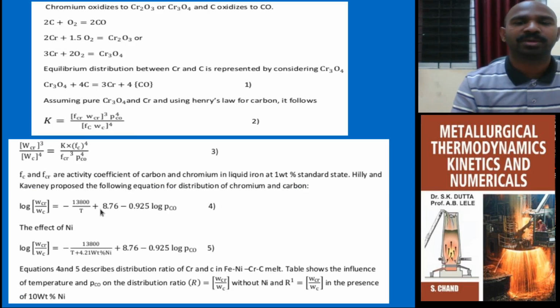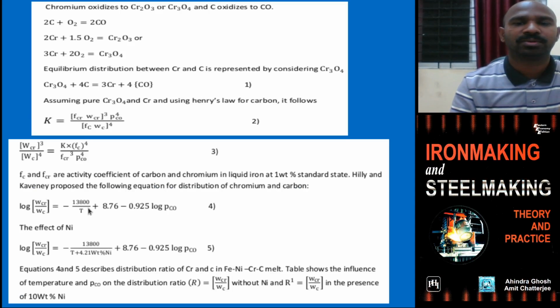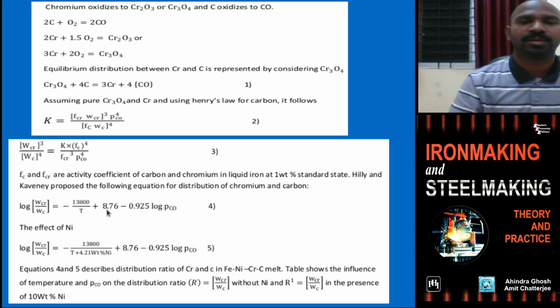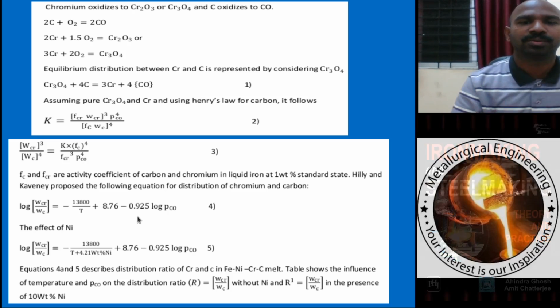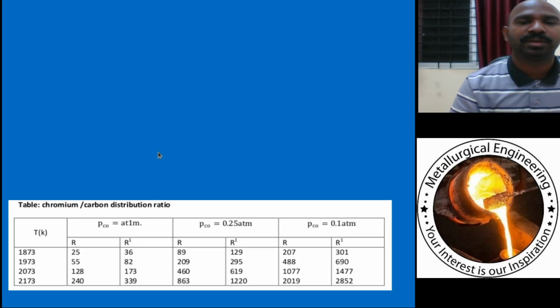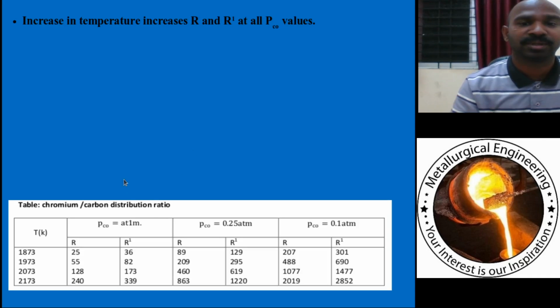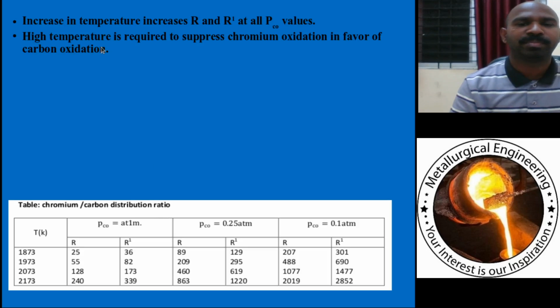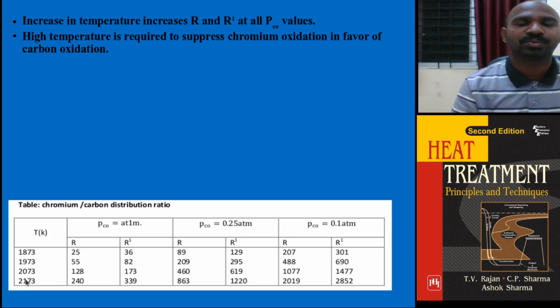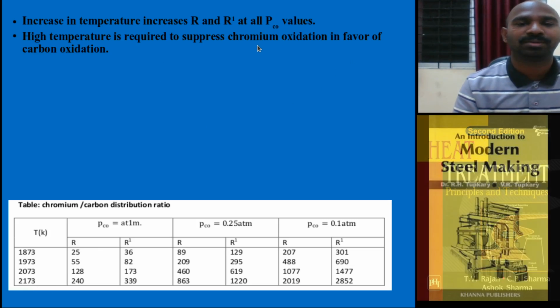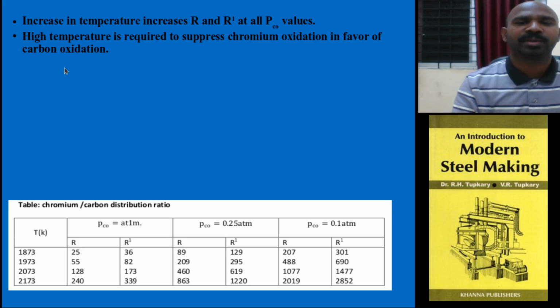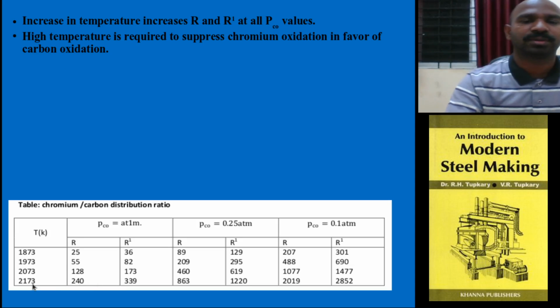Assume that this is also one numerical problem solution, and try to solve similar kinds of problems in the numerical methods in Steelmaking by Dr. S.K. Dutta textbook. Refer to that textbook for more problems of this kind. For example, it suggests that a higher temperature is required. You need to suppress the chromium oxidation. Chromium is supposed to be retained in the molten steel, whereas carbon is supposed to get oxidized. For that you need more and more temperature.